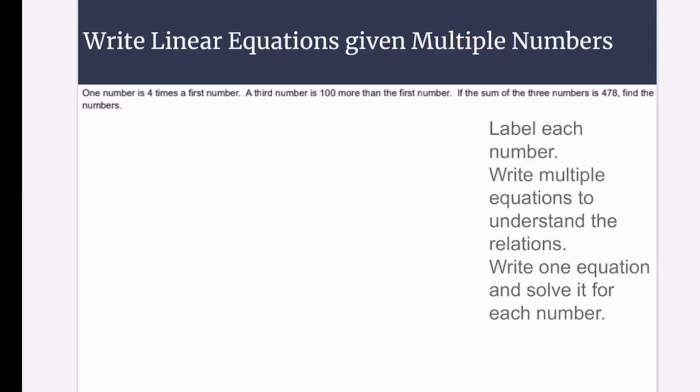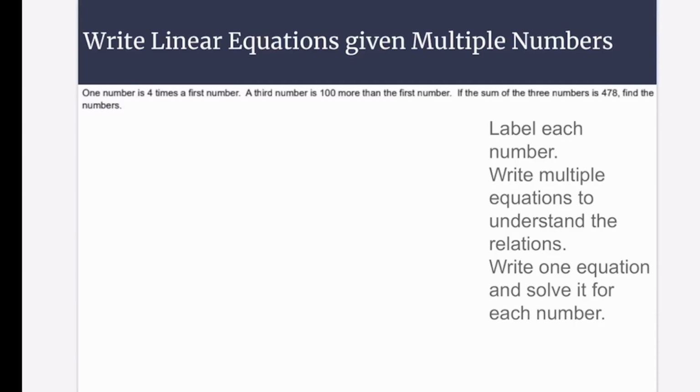Word problems. So we're going to write linear equations given multiple numbers, and then we'll solve for them also. It says one number is 4 times a first number, a third number is 100 more than the first number, and the sum of the three numbers is 478. Find the numbers.